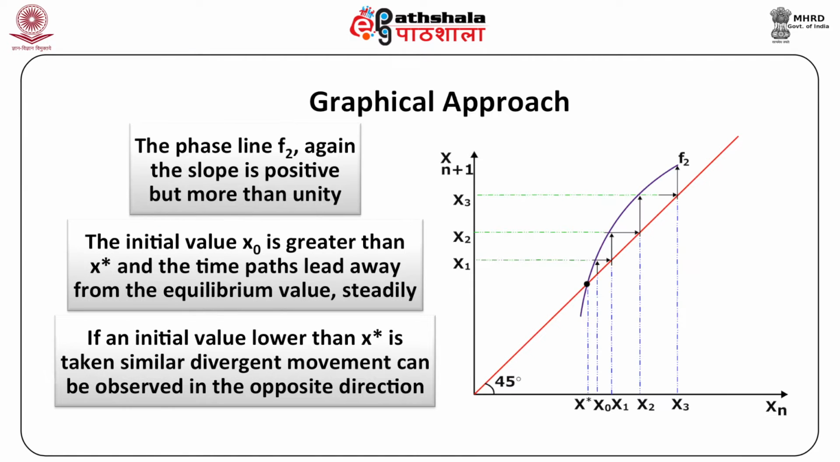For the phase line F2, again the slope is positive, but more than unity. The initial value x0 taken in this case is greater than x star, and the time path leads away from the equilibrium value steadily. Also, if an initial value lower than x star is taken, similar divergent movement can be observed in the opposite direction.